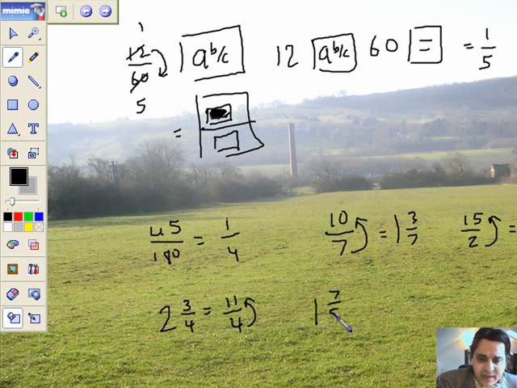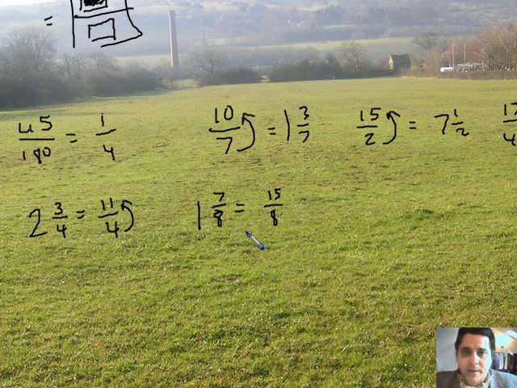I've got 1 7/8 as a mixed number. Well, very simple. To top heavy it again, we go 1 times 8 gives me 8/8 plus those 7 gives me 15/8. I'm going to pause the video just to see if I can actually use the ABC button, and I'll get back to you straight away.